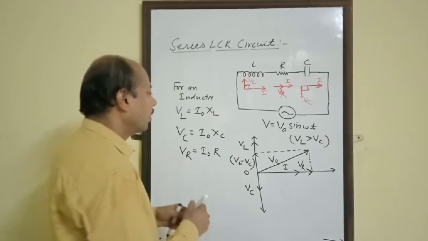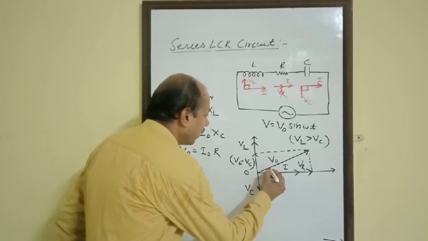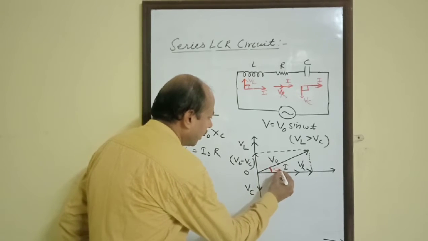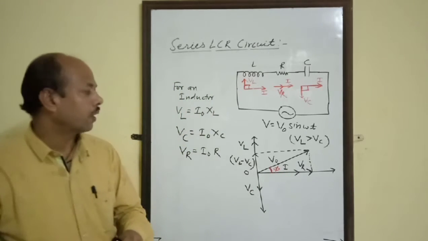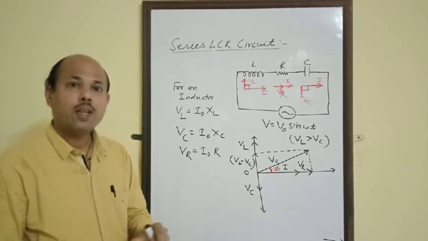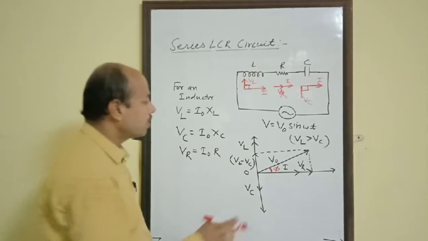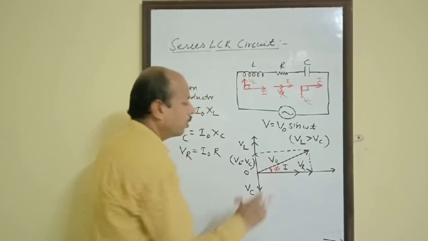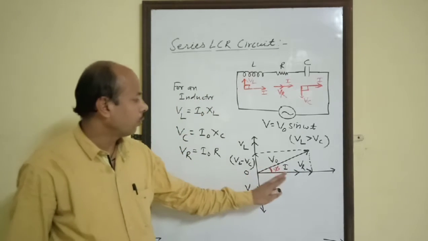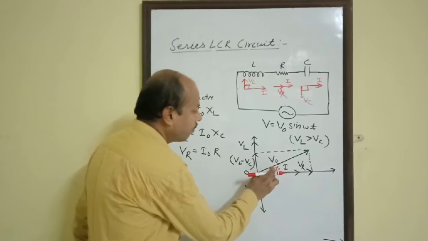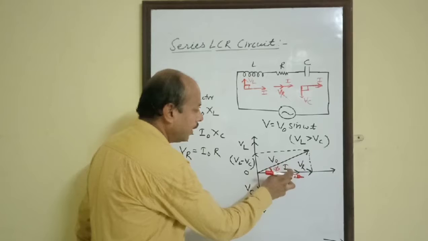And let us suppose this V naught is making an angle phi with the direction of current. Therefore, the phase difference between voltage and current is this angle phi, between V naught and I. So this is the phase difference between voltage and current.